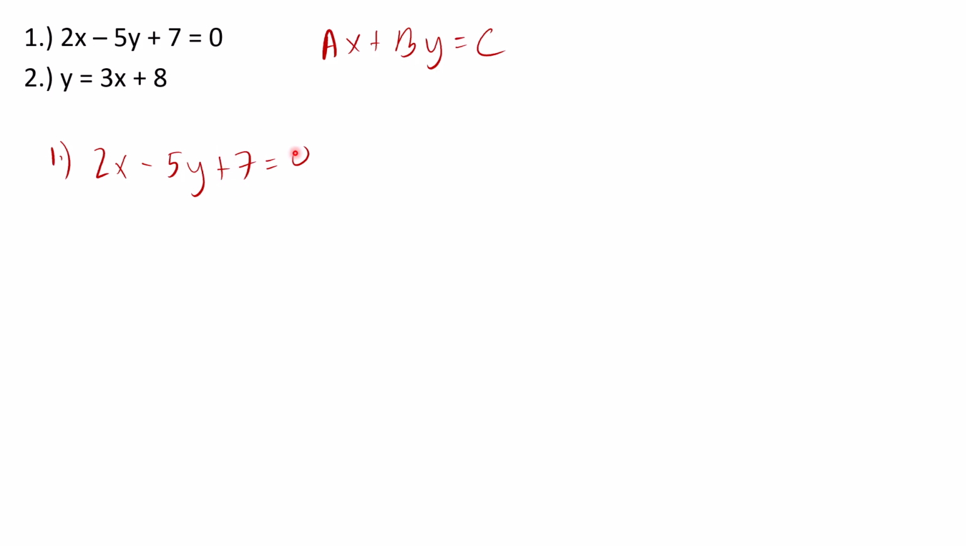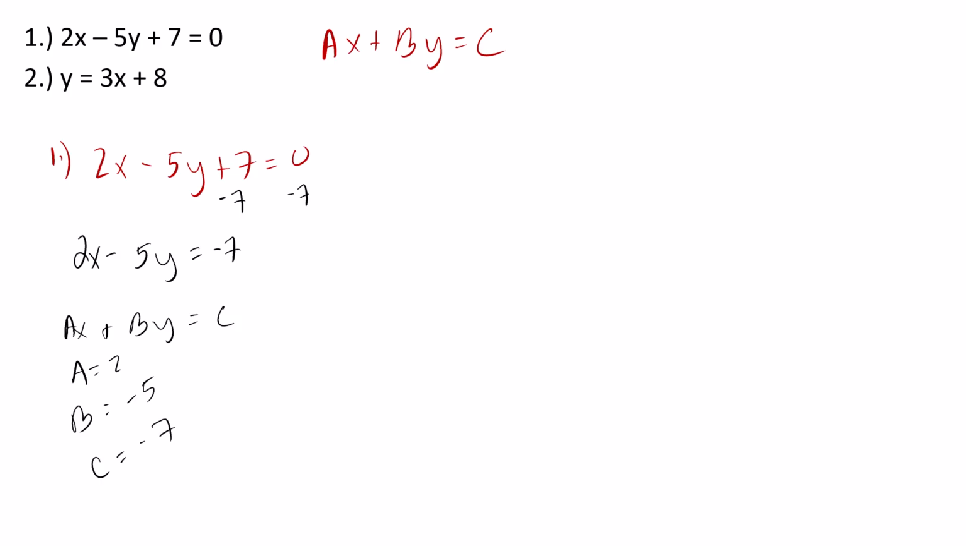We need that 7 kicked over to the other side. That is a positive 7, so we will be able to get it on the left-hand side by subtracting it. We're going to subtract it from the right-hand side also, and that'll give us 2x minus 5y. 7 minus 7 is 0, so that cancels out, and 0 minus 7 is negative 7. And there's our ax plus by equals c. So in this case, a is equal to 2, b is the negative 5, and c is the negative 7.